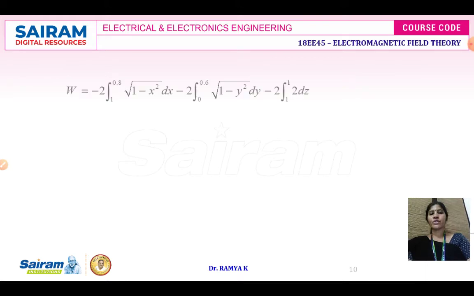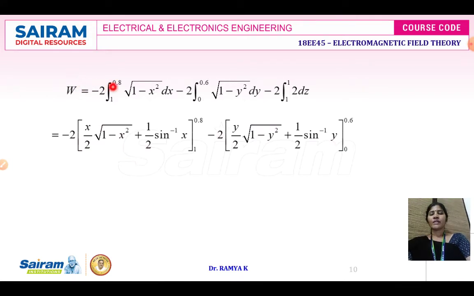Wherever you have y, you replace it with √(1 - x²), and wherever you had x, you replace it with √(1 - y²). When doing so and after integrating, we will get this particular equation. On simplifying, we will get the work done as -0.962 joules. The unit for work done is joules.